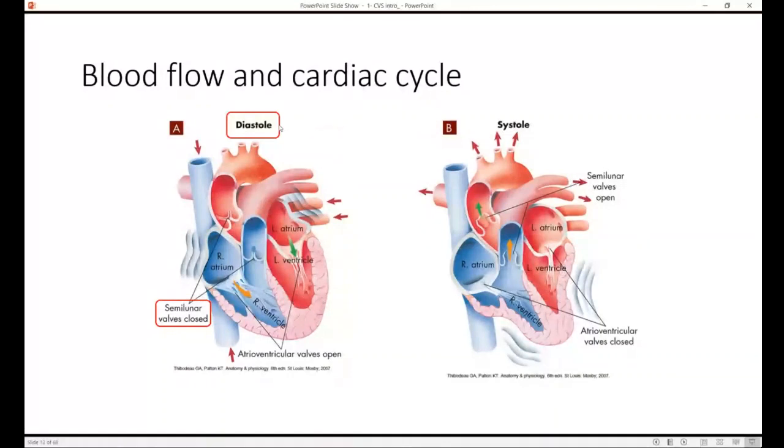Once ventricles are filled with blood, now they will contract to pump the blood out. Where do you want the blood to go? Into the atria? No. So now the atrioventricular valves will close and the aortic valve will open and blood will go into the aorta. This change is called systole. So diastole and systole are happening one after the other.